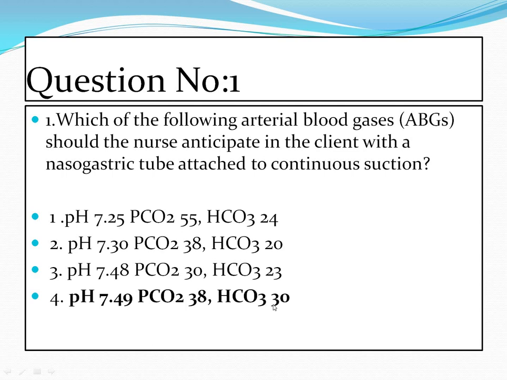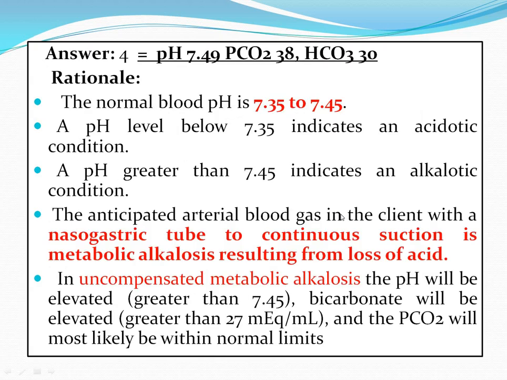Why did we select this answer? Read the question again: nasogastric tube attached to continuous suction. It causes loss of gastric juice, loss of gastric acid, hydrochloric acid, loss of acid from our body, that leads to metabolic alkalosis. That's why we selected the last option, pH 7.49, PCO2 38, bicarbonate 30.